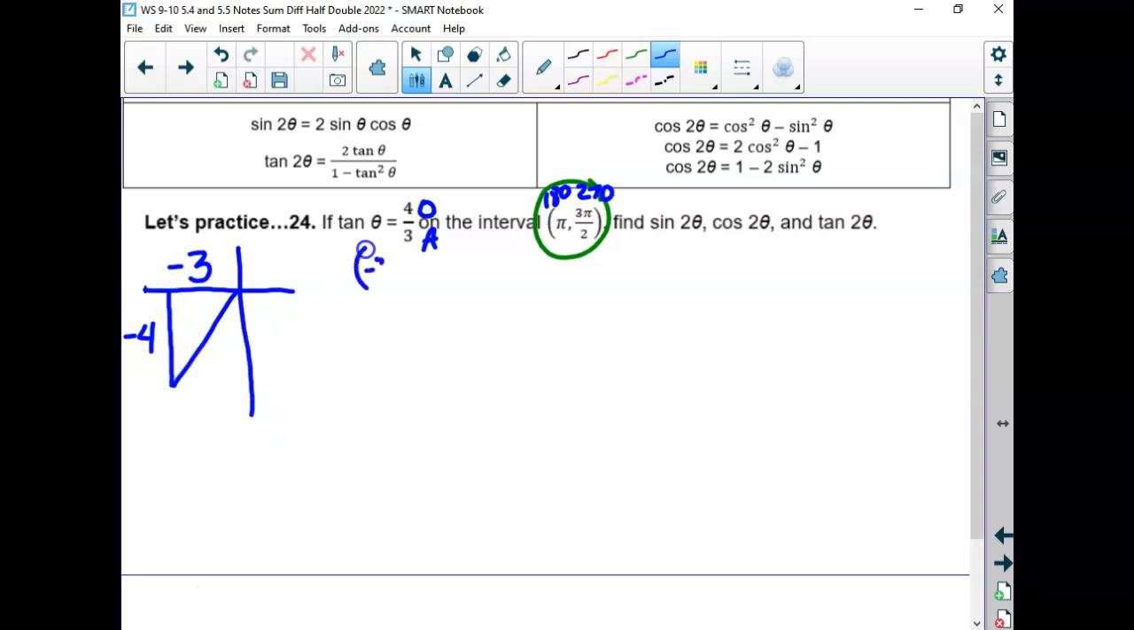Okay, if I do Pythagorean theorem, I get 9 and 16 equals hypotenuse squared. 9 plus 16 is 25. So the square root is 5. The hypotenuse is always positive. Everybody good?